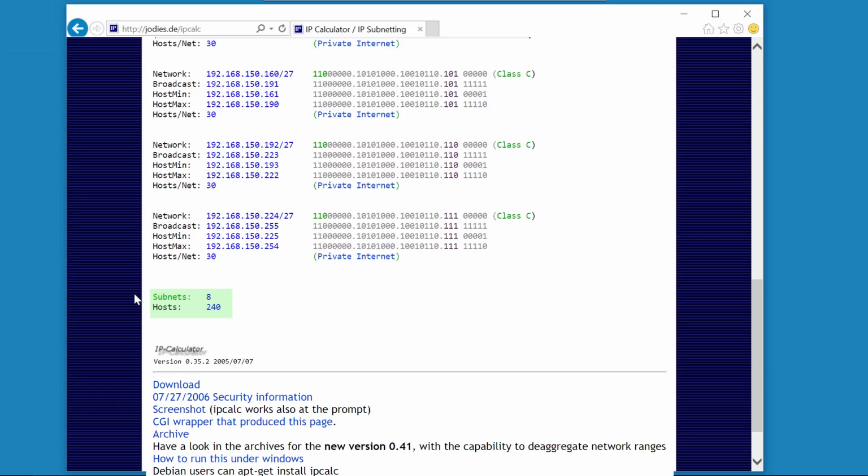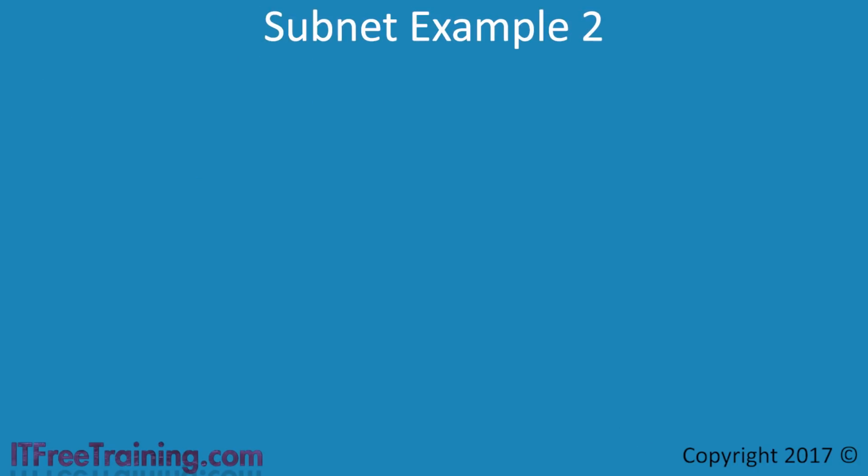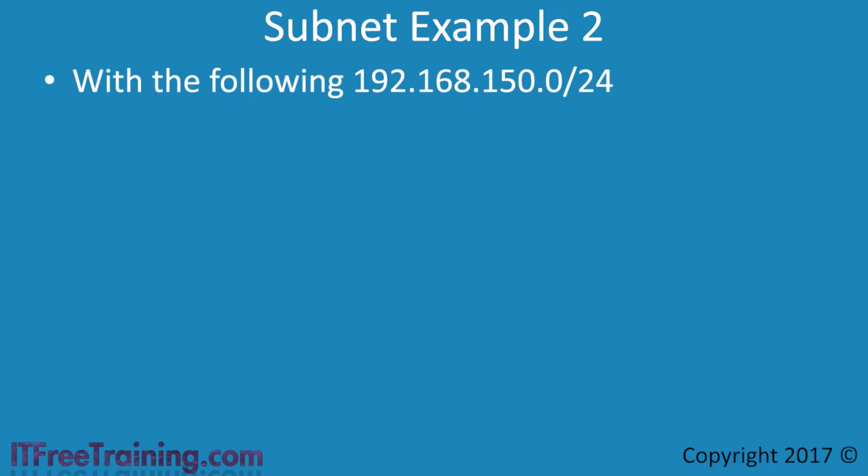This should give you the basic idea of how subnetting works when you use an online IP calculator. I will now have a look at how you would do the process manually. To demonstrate how to subnet manually, I will use the same example as before. However, this time I will divide the network in 4 separate networks.